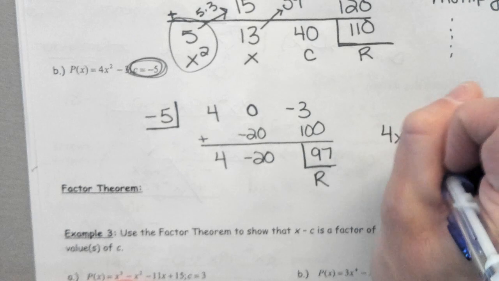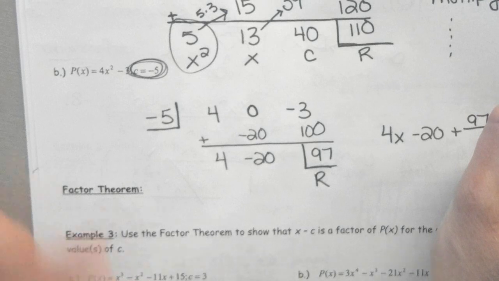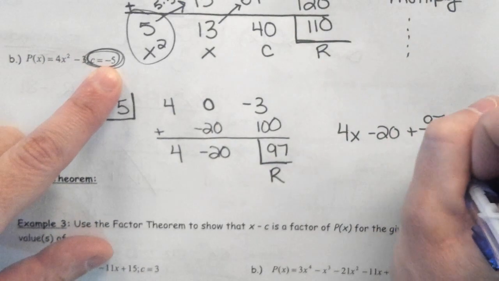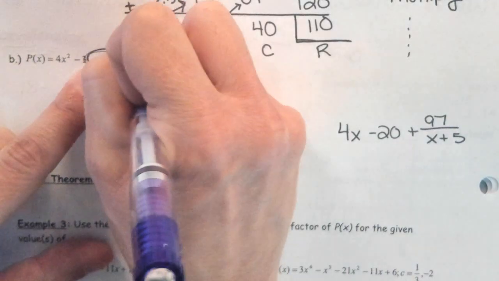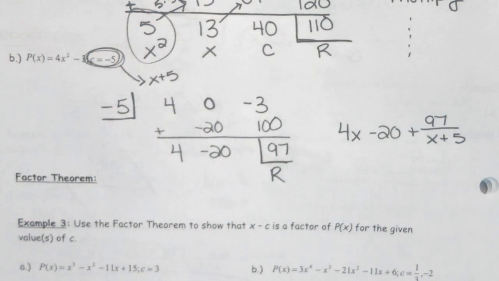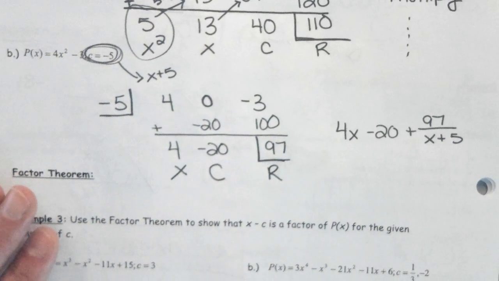4x minus 20 plus 97 over. Now, if the solution was -5, it means it came from x plus 5. So it's almost like you're thinking backwards and you're thinking, well, what would it have come from? It would have come from x plus 5. This is our remainder. This is our constant. This is our x.